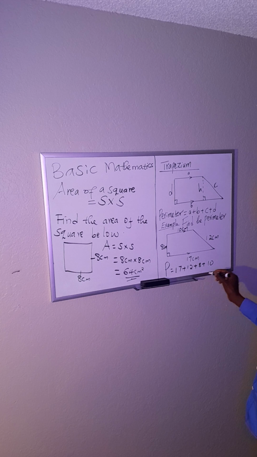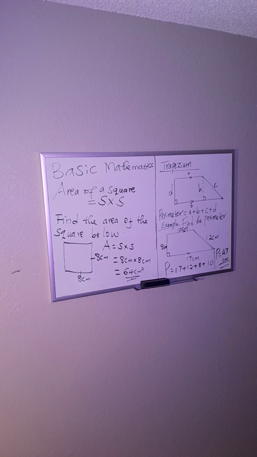17 plus 12 is 29. So perimeter will be equal to 17 plus 12, 29. 29 plus 8, 37. 37 plus 10, 47 centimeters. So that is the perimeter. The distance all around a shape. That is how we define perimeter.